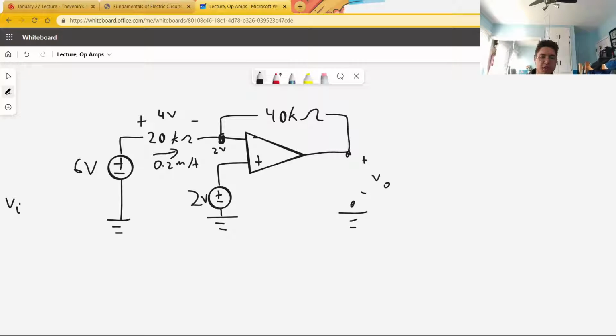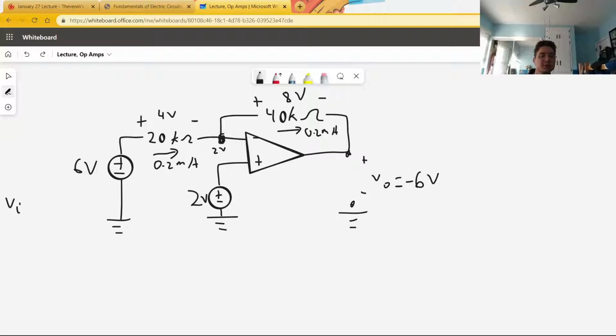Now consider the fundamental assumption of current, which says that these two currents are 0. What is the current in the 40 kilo-ohm resistor? It is, of course, also 0.2 milliamps. Thus, the voltage drop across this resistor is 8 volts. Because this point is 2 volts and this drop is 8 volts, this point must be negative 6 volts. And we now have VO.